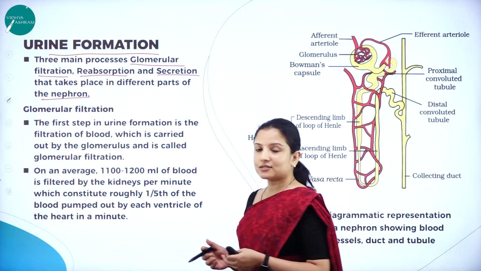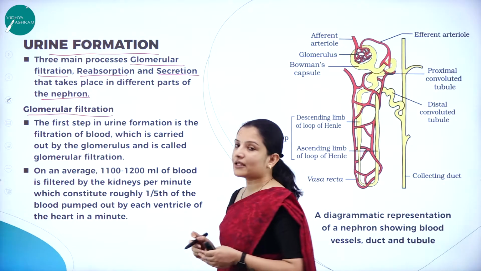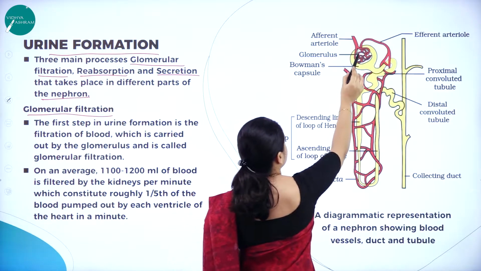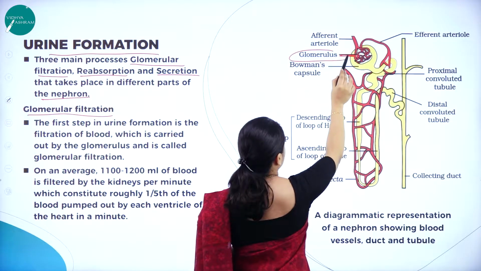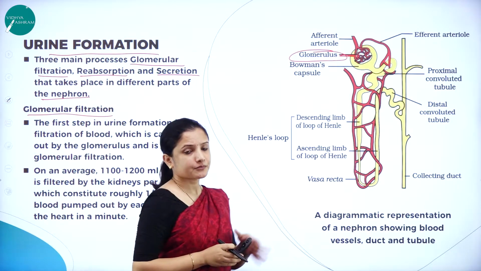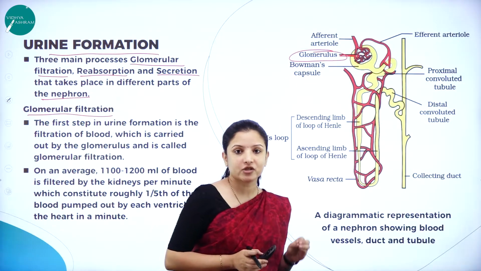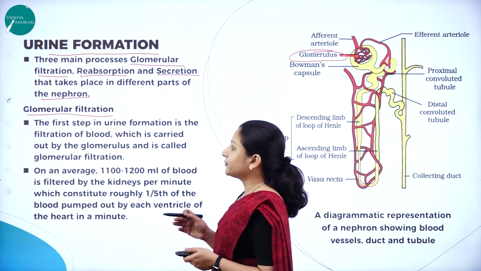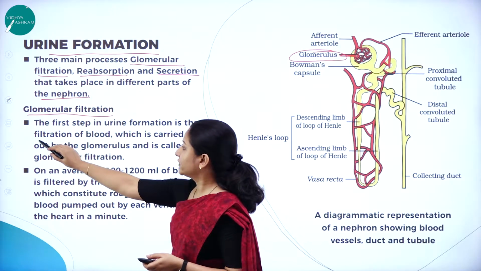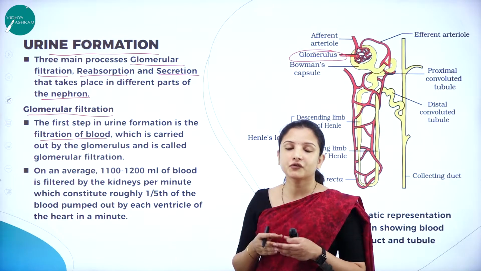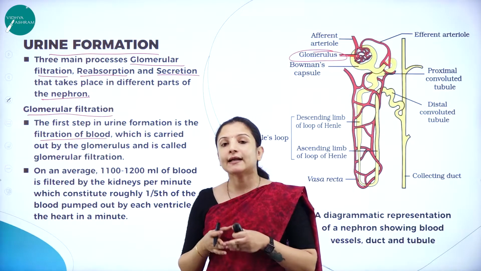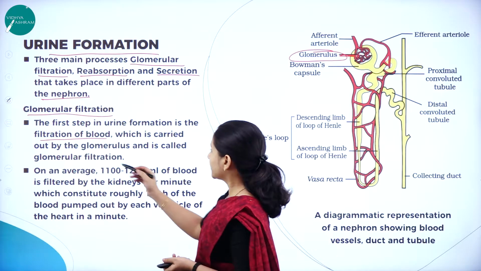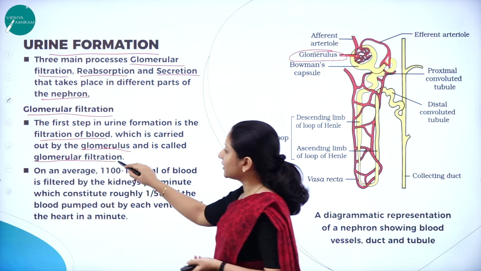First, we shall start with glomerular filtration. As the name itself suggests, glomerular, which is the glomerular part of the kidney? This one, right? These are the small tubular structures that are there. These are the glomeruli of the kidney, and it is in this part that the filtration occurs. That is why it is called glomerular filtration. So the first step in urine formation is the filtration of the blood. In the blood there are a lot of components or ions that are not needed, so they need to get filtered, which is carried out by the glomerulus, and therefore it is called glomerular filtration.